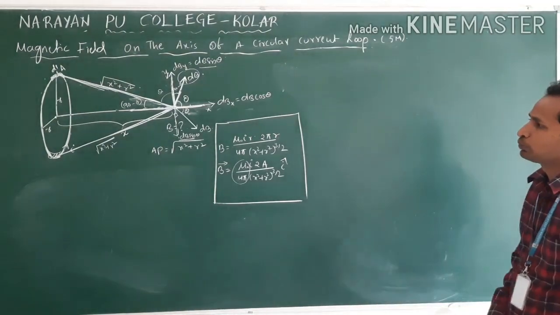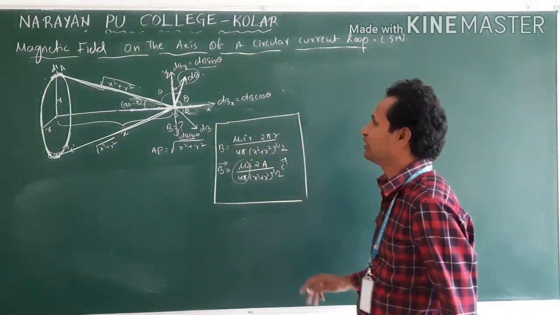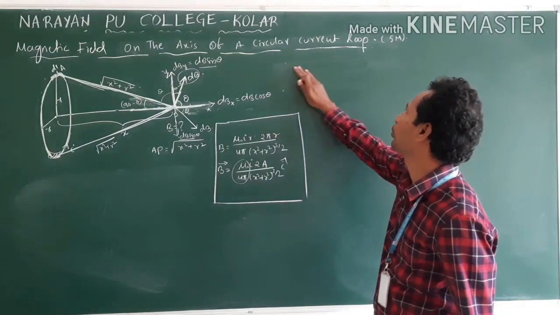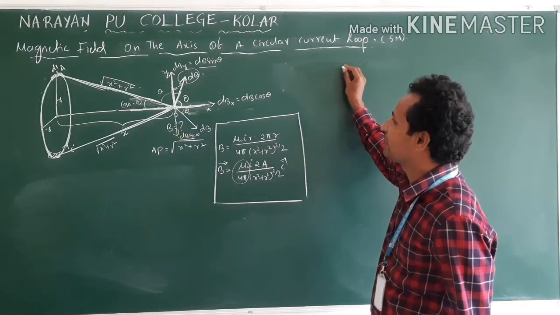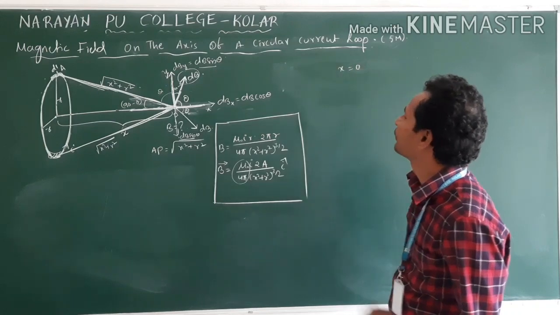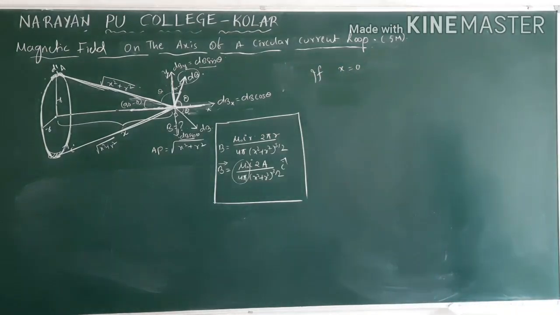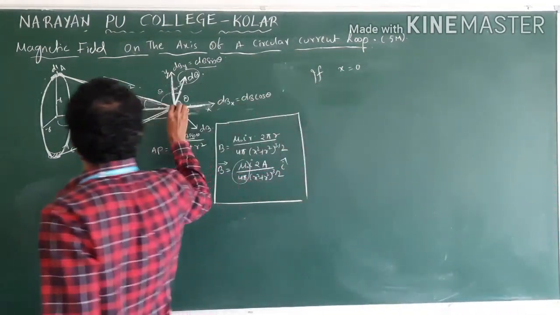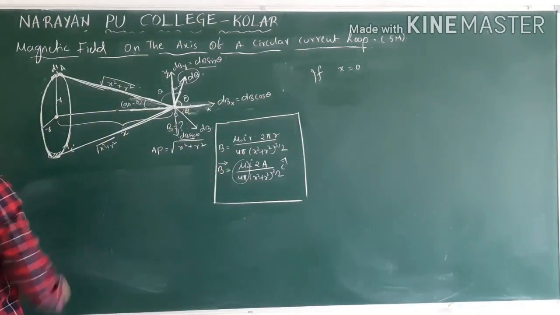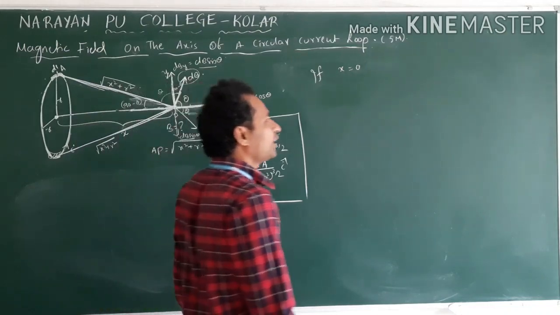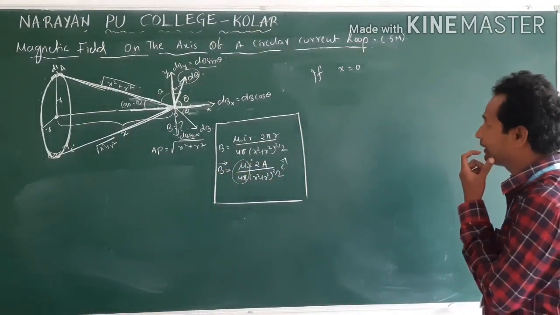Okay, now this is on the axis. This is a special case. Now, if we take distance, let us say x is equal to 0. If x is equal to 0, what does that mean? x is equal to 0 means this point lies at the center. Means now magnetic field at the center.